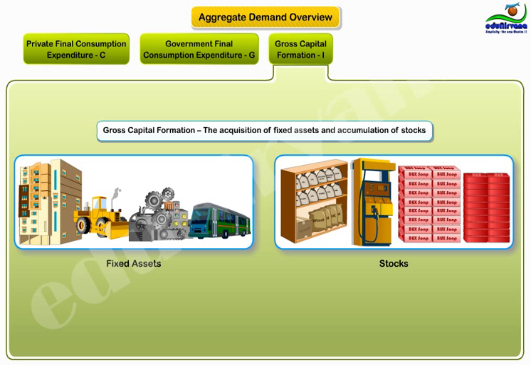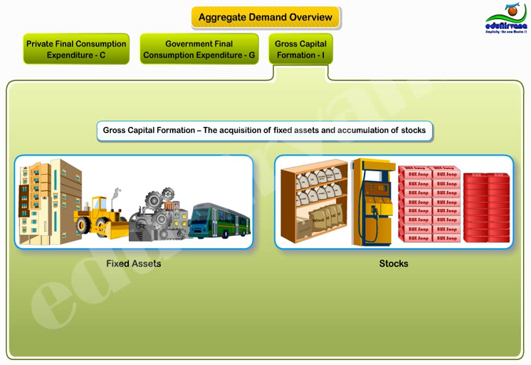Fixed assets are physical productive assets, examples of which are buildings, civil works, machinery, vehicles, etc. The stock accumulation is in the form of changes in stock of raw materials, fuels, finished goods, and semi-finished goods awaiting completion. Thus, gross capital formation is that part of the country's total expenditure which is not consumed but added to the nation's fixed tangible assets and stocks.